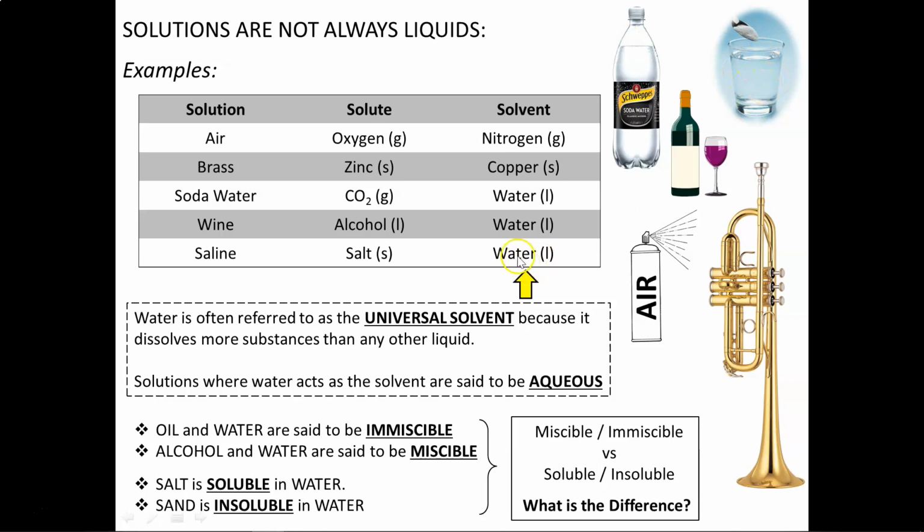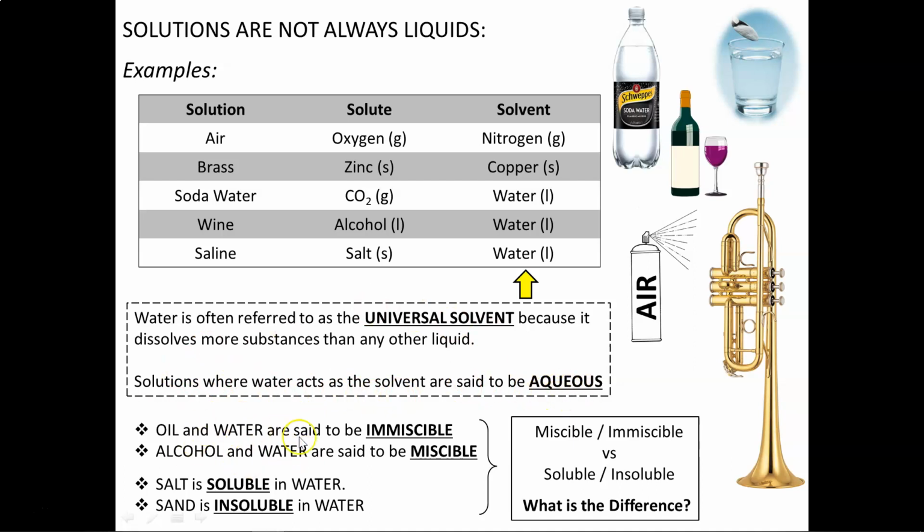Now, as in this case, water is quite often used as a solvent, a component that is in the greatest amount. As such, water is often referred to as the universal solvent, because we use it to dissolve more substances than any other liquid. So important are solutions that use water as a solvent, we give it its own state of matter, and we call it aqueous. So any solution where water acts as a solvent is said to be aqueous.